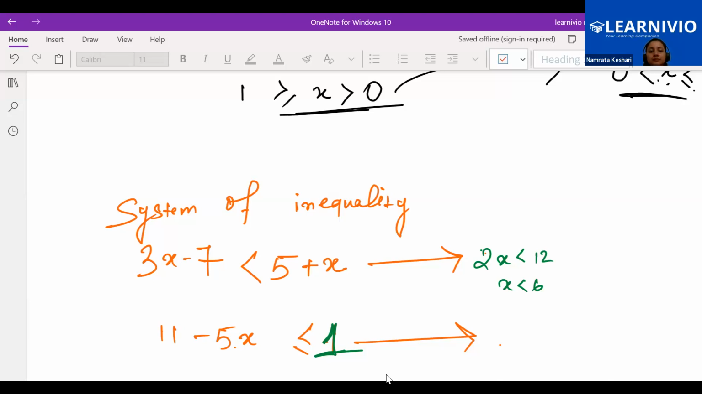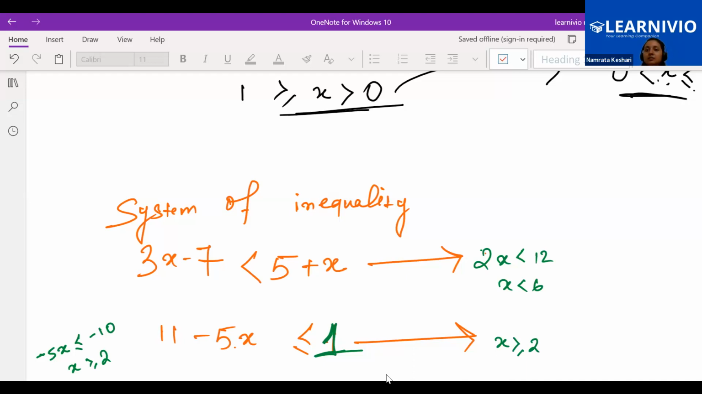Let's do it. This 11 will go to the other side. We will be having minus 5x smaller than or equal to 1 minus 11, which is minus 10. x bigger than or equal to, minus 5 will go to the other side, 5 2 times. Yes, Alina, it's correct. Okay, now we have to find the solution.